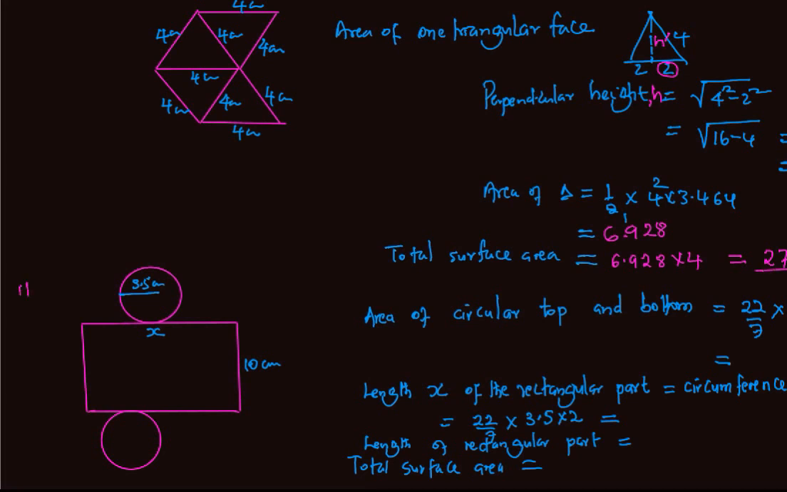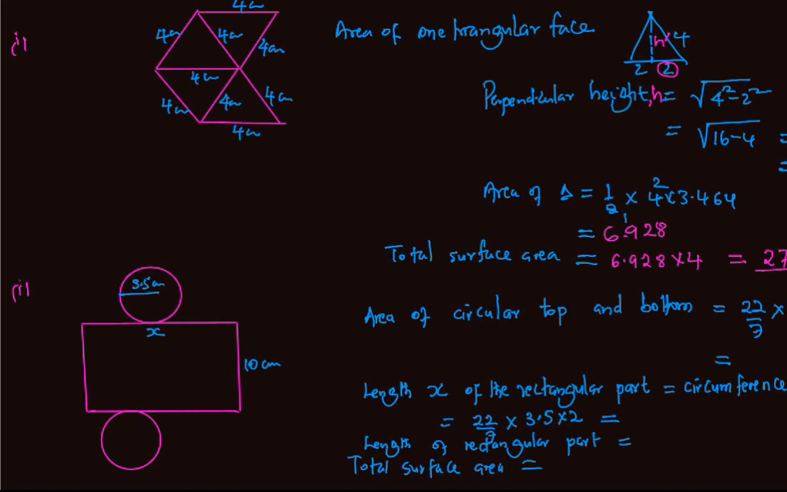In the second example, we have a cylinder. The cylinder has a radius of 3.5 centimeters and a height of 10 centimeters. So we'll start by getting the area of the circular top and bottom, which is pi r squared times 2, because there are 2 circular surfaces.